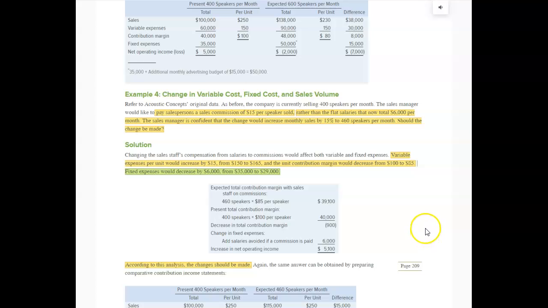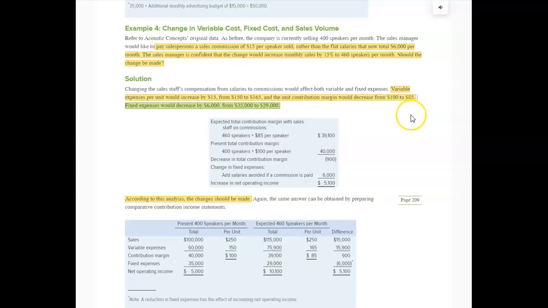In this situation, they're talking about paying the salespersons a commission of $15 per speaker sold rather than flat salaries that now total $6,000. They feel like this would increase sales by 15% up to 460 speakers. Should we do this? Well, first of all, our variable expenses would increase by $15 because of the sales commission per unit. So from 150 to 165. And then the fixed expenses would decrease from 35 down to 29. We're taking away the $6,000 in salaries.